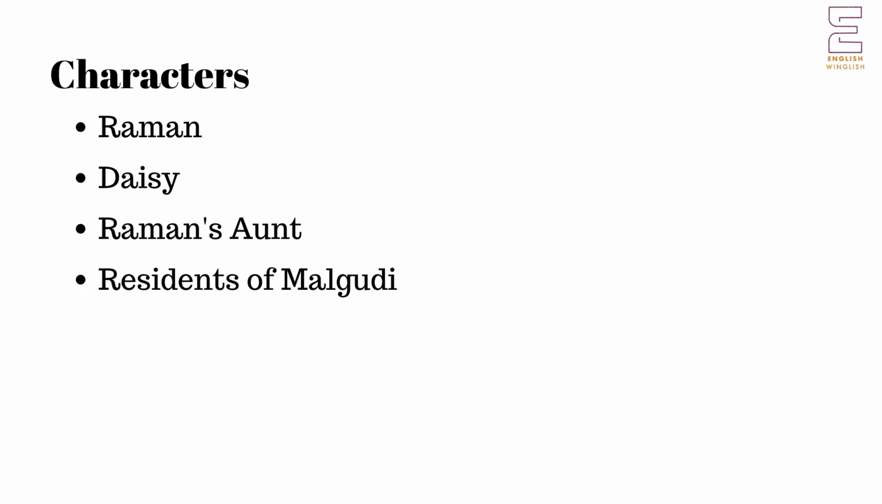Other characters. Raman's aunt. Serving as a foil to Daisy, Raman's aunt embodies traditional values and norms. Her character highlights the generational gap and differing perspectives on marriage, family, and societal duties.